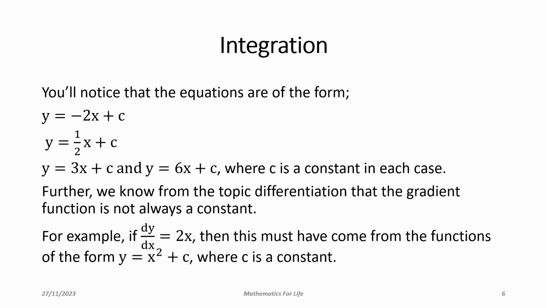Now, by assigning particular values of c, we can determine the specific equations of these functions. Further, we know from the topic differentiation that the gradient function is not always a constant. For example, if dy/dx = 2x, then this must have come from a function of the form y = x squared + c, where c is a constant.